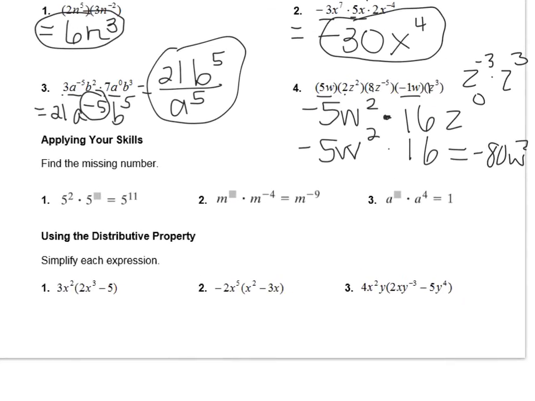Here I'm just looking for you to fill in the blanks. The base stayed the same here, and we're multiplying. So what number did we add to 2 to make it 11? The box here would be equal to 9. The missing number is 9. Here you added some number to -4, and you got -9. So the missing number here would be -5.